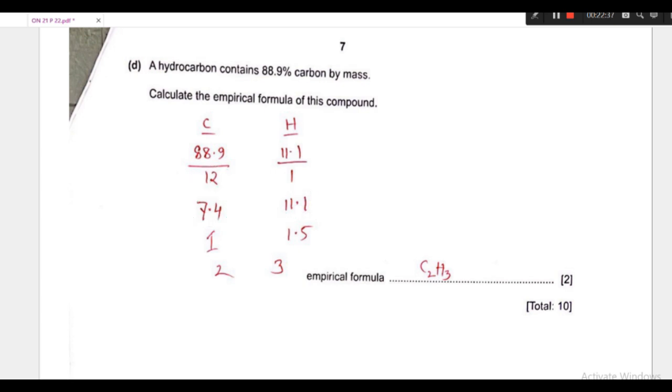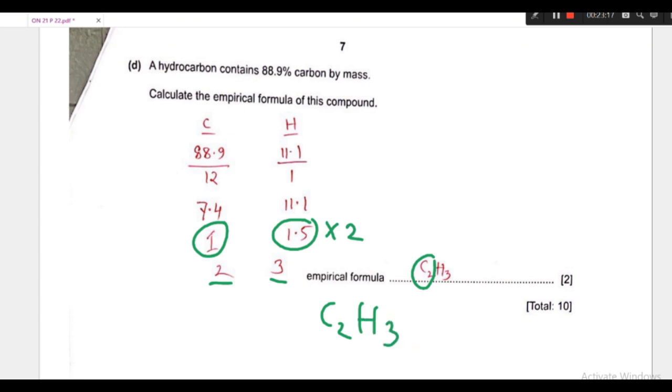After that you divide by the smallest one. 7.4 divided by 7.4, you get 1, and 11.1 divided by 7.4, you get 1.5. So carbon is 1 atom, hydrogen is 1.5 atoms. This is a fraction, so you multiply by 2 to convert to whole numbers. 1 times 2 is 2, 1.5 times 2 is 3. So 2 carbon atoms, C2, hydrogen 3. This empirical formula will be C2H3.